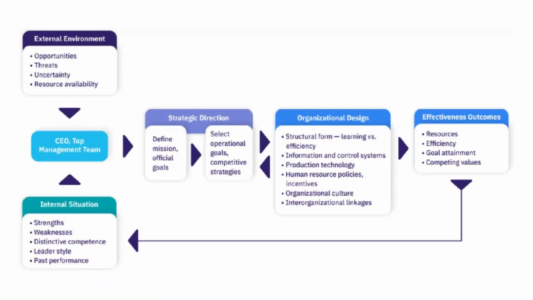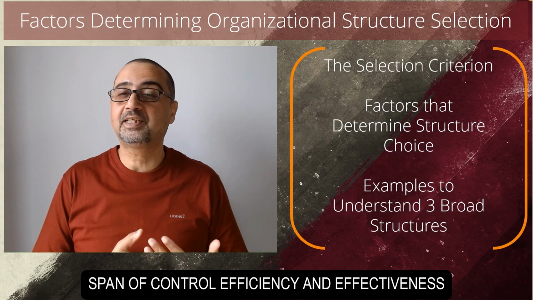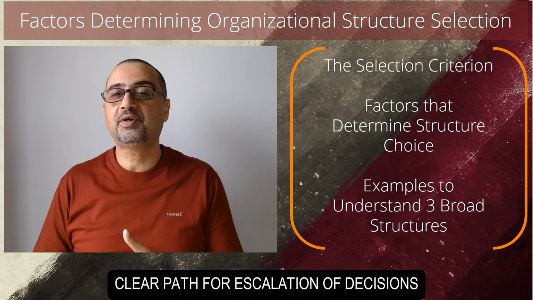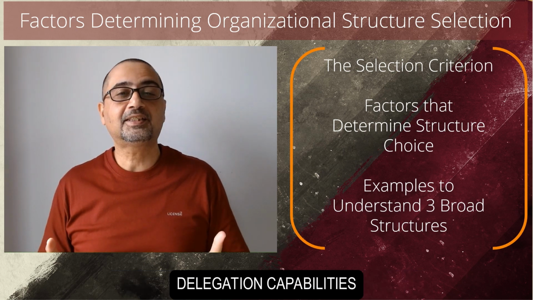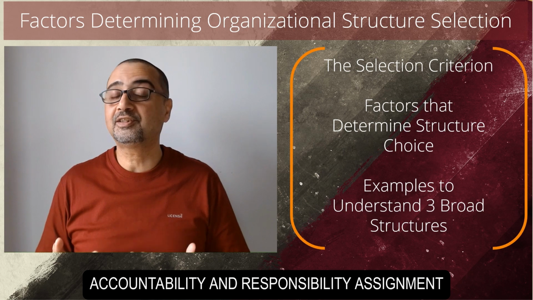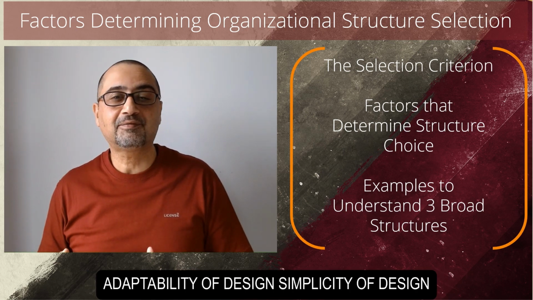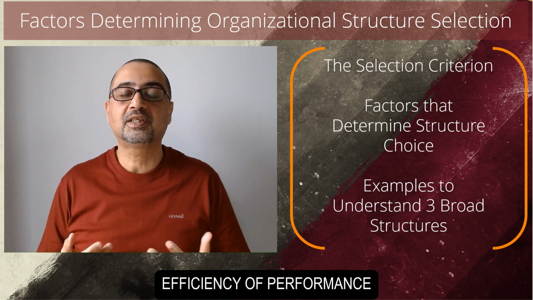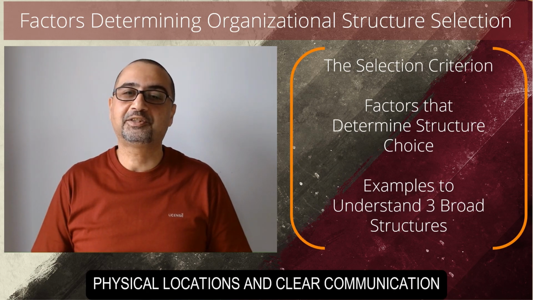Other factors to consider in selecting an organization structure include degree of alignment with organizational objectives, specialization capabilities, span of control, efficiency and effectiveness, clear path for escalation of decisions, clear line and scope of authority, delegation capabilities, accountability and responsibility assignment, adaptability of design, simplicity of design, efficiency of performance, cost considerations, physical locations, and clear communication.